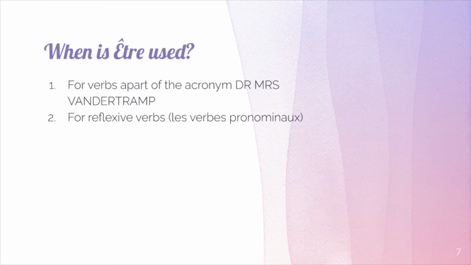Now that we know the conjugation of être, let's look at when être is used in Passé Composé as an auxiliary. First is when verbs are part of the acronym Dr. Mrs. Vandertramp. The next usage is for reflexive verbs or les verbes pronominaux. Verbs that are not part of any of the two categories are used with the auxiliary avoir.